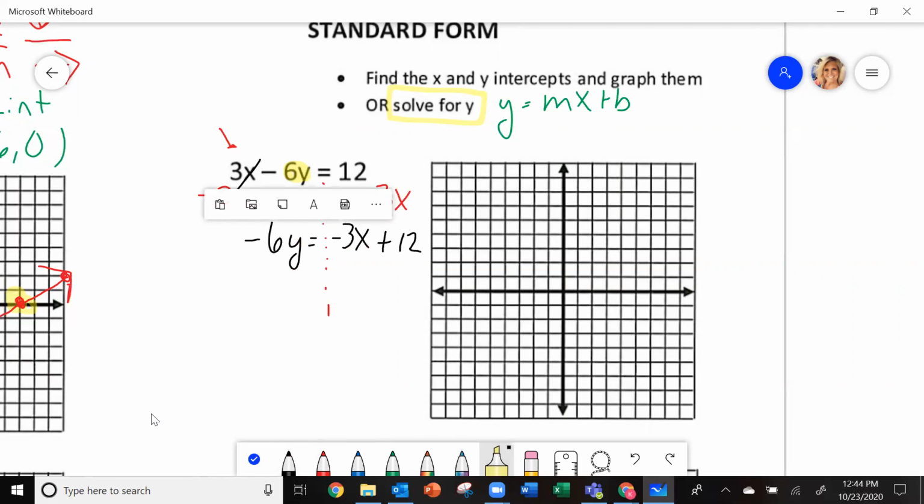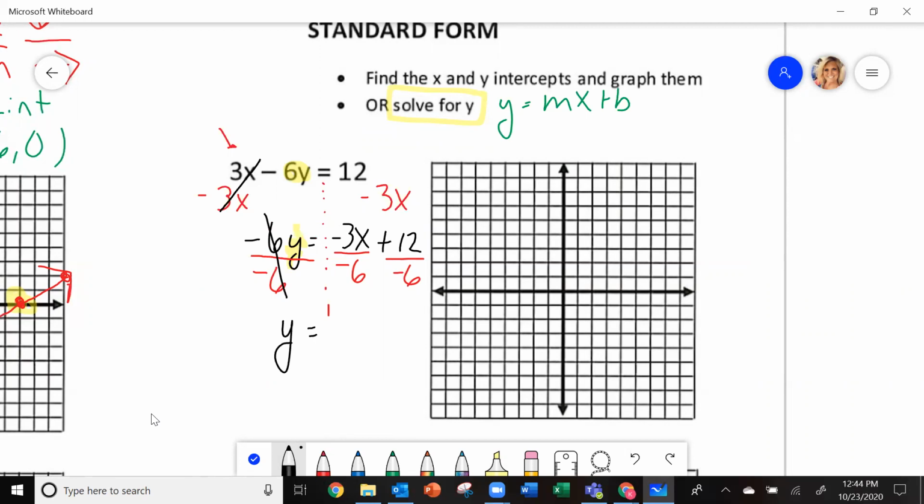The y is still not by itself. I have a negative 6 multiplying by it. The inverse of multiplying is divide. So I'm going to divide everything by negative 6. By doing that, these cancel and give me 1y equals negative 3 divided by negative 6.